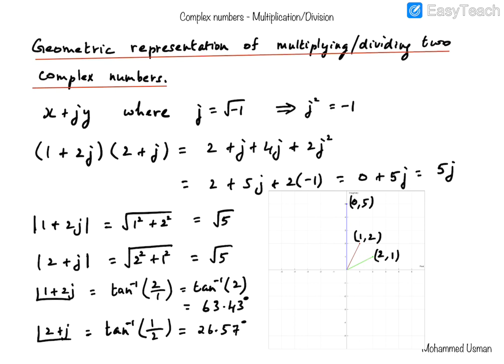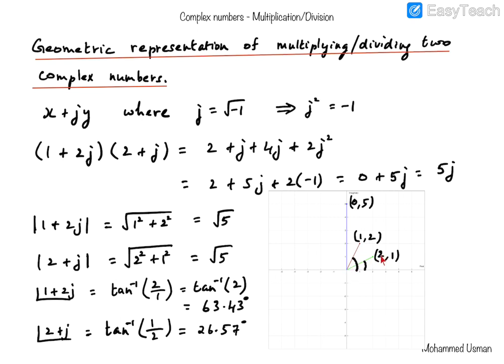Now the angle that the first complex number 1 plus 2j makes with the positive real axis is equal to 63.43 degrees. So I'm going to mark that here. That angle here is 63.43 degrees. And the angle that the second complex number 2 plus j makes with the positive real axis is 26.57 degrees. That's 26.57.